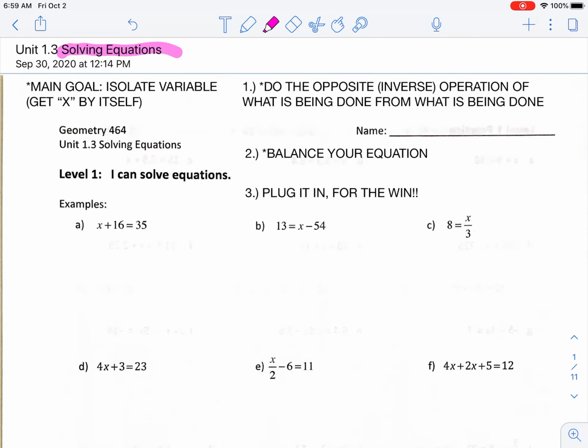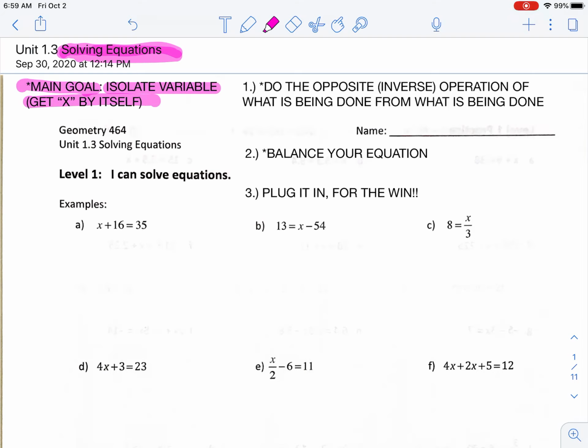Here we go. We got a little video on our next unit, solving equations. That's right, solving equations. All right, let's party. So the main goal when you're solving equations is you want to isolate the variable. What does that mean? Get x by itself.